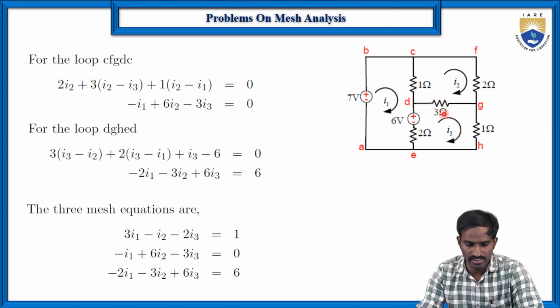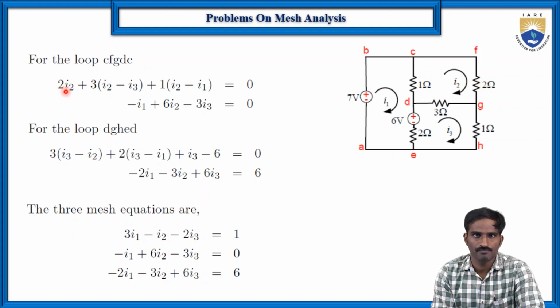The second loop is C, F, G, D and C. For this particular loop, we are again applying KVL. What are the various resistors? 2 ohms, 3 ohms and 1 ohm. Let us start with the 2 ohms resistor. What is the current flowing through this 2 ohms resistor? Here it is the current I2. So the voltage across the 2 ohms resistor is 2 into I2.